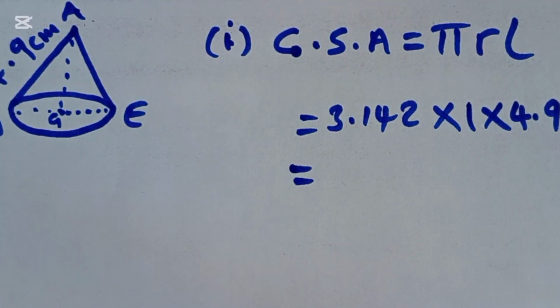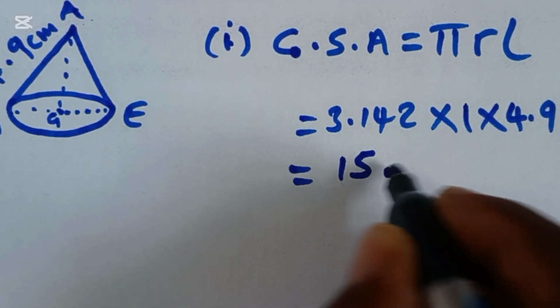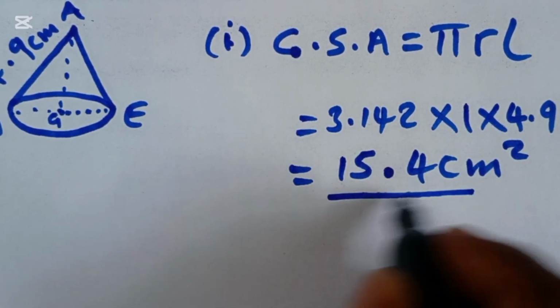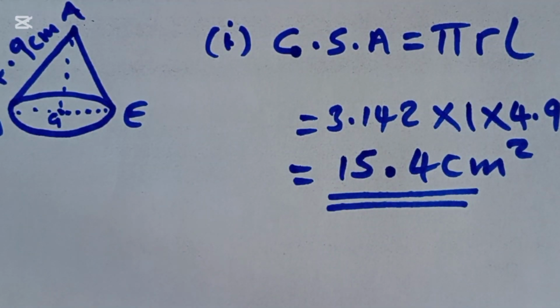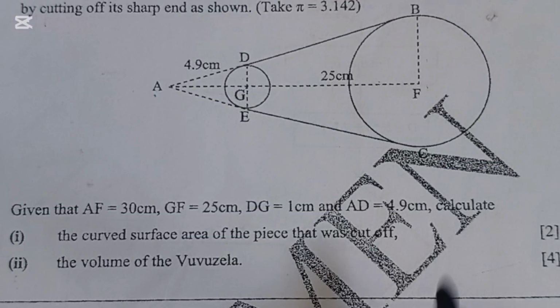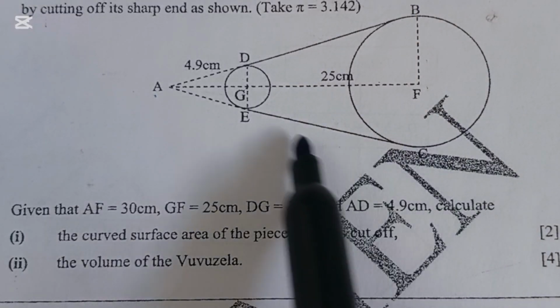So the curved surface area is equal to 15.4 centimeters squared. So this is our final answer. So that is our answer, the curved surface area. So part 2, calculate the volume of the vuvuzela. So the vuvuzela, it is D, B, C, E.